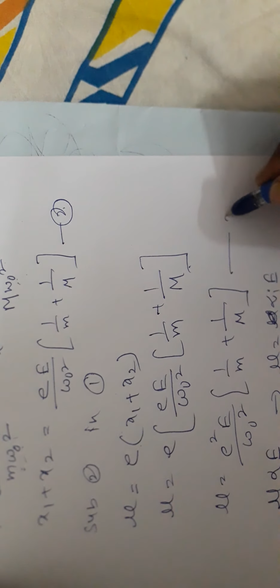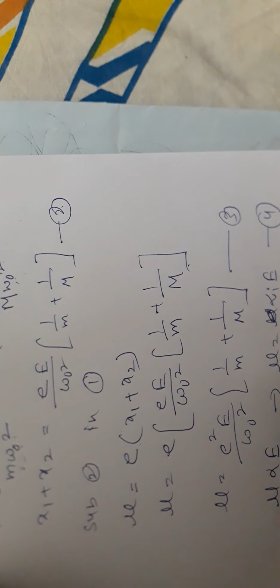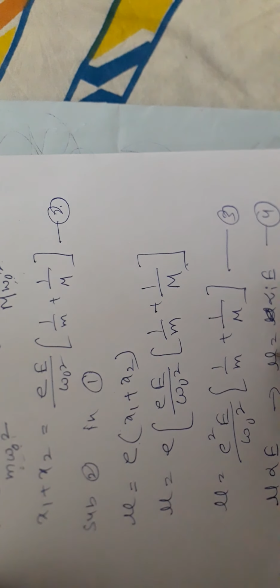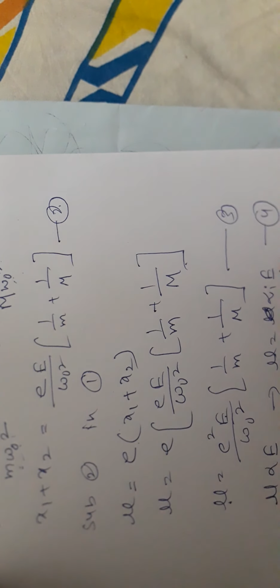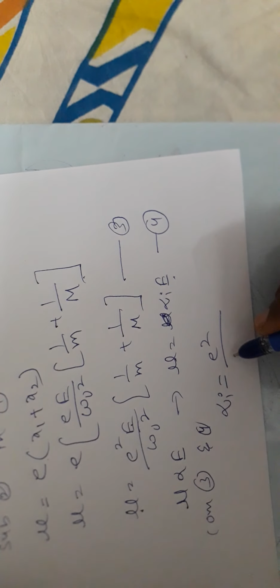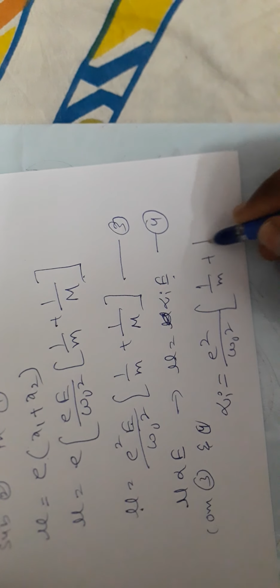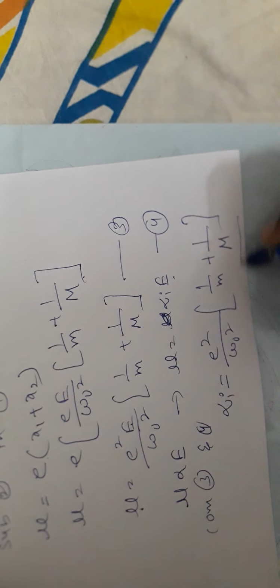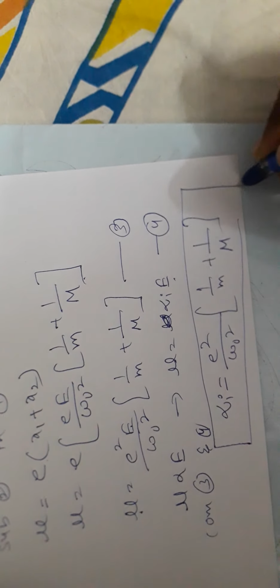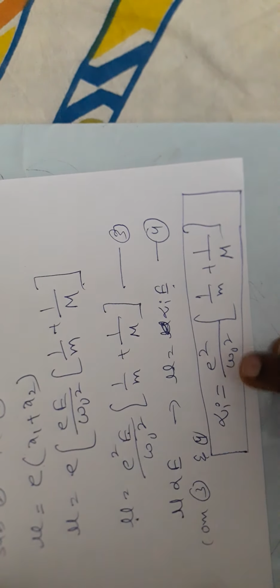Now comparing equations 3 and 4, on the left hand side mu is there and on the right hand side E is there. The remaining expression, alpha I, equals E square by omega naught square into (1 by m plus 1 by capital M). Now this is the total ionic polarizability.